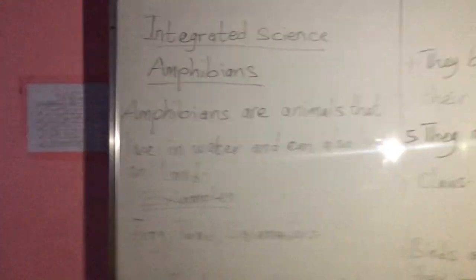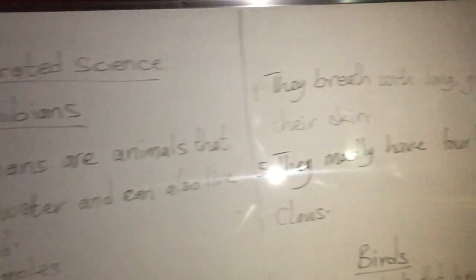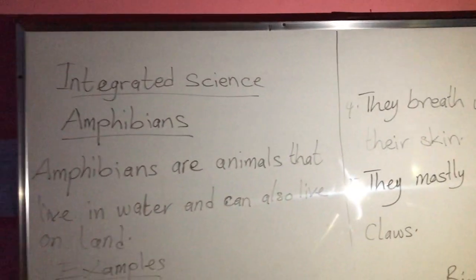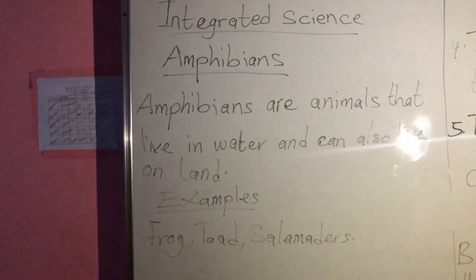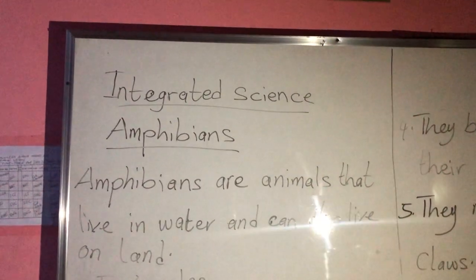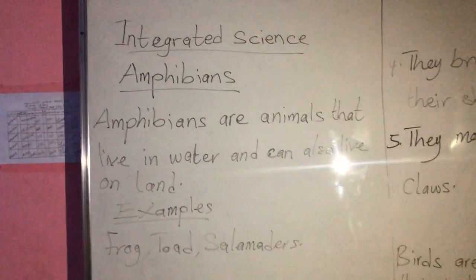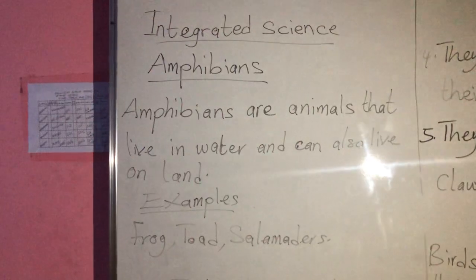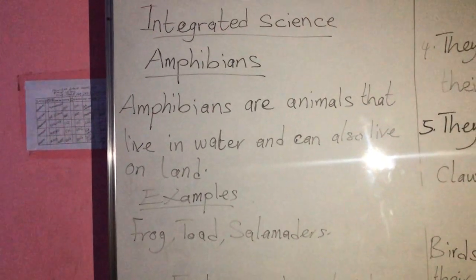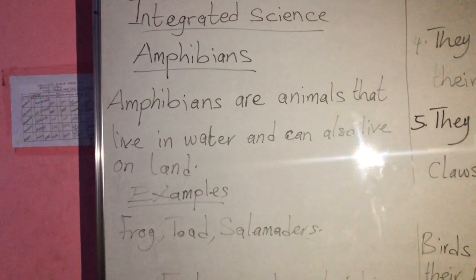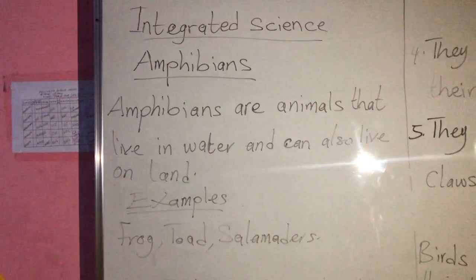Today we have integrated science, and we are still under living and non-living things. In our previous lesson, we were trying to group animals. We learned to group animals and discuss each group one by one. Today we are going to look at amphibians and birds.